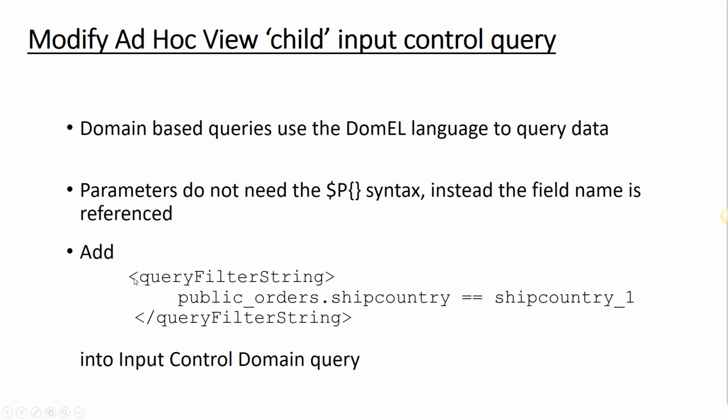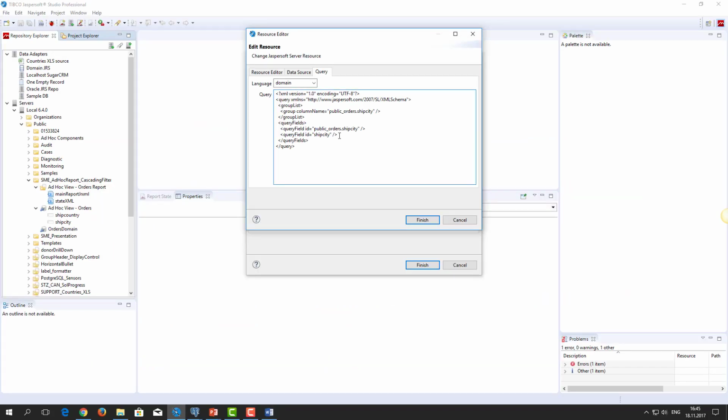Here's the code. In this code, ship country underscore one is the internal ID of the parent input control. This directive makes the input control filter the list of cities based on the selected country. Let's save the changes.